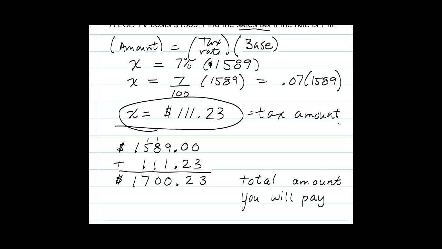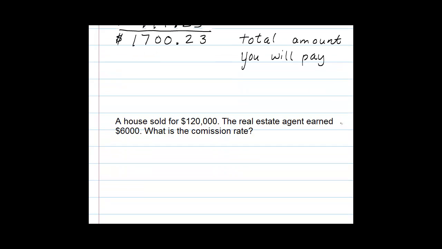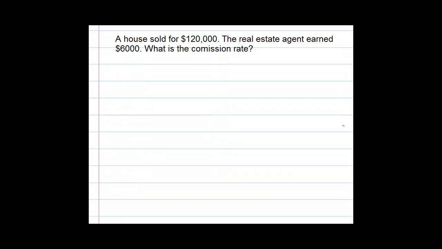All right, let's look at another one. A house sold for $120,000. The real estate agent earned $6,000. What is the commission rate? So we're looking for the rate of commission. That means the rate at which the real estate agent earned. We know they earned $6,000.